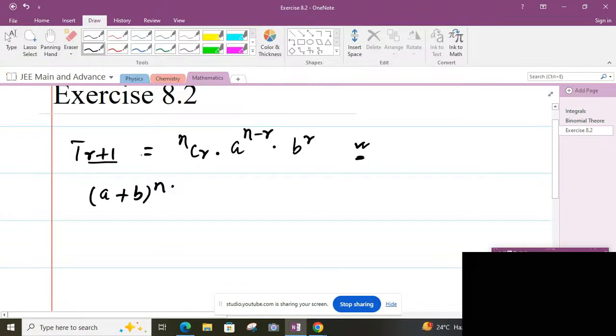तो एक्सरसाइज 8.2 के क्वेश्चंस को सॉल्व करने के लिए हम लोगों को T r plus 1, जिसको जनरल टर्म ऑफ द बाइनोमियल एक्सपेंशन में बोला जाता है, nCr इंटू a to the power n minus r इंटू b to the power r, इस फार्मूला का ज़रूरत होगा. इसके साथ साथ मिडल टर्म से रिलेटेड फार्मूला का भी ज़रूरत होगा. जब ज़रूरत होगा उस समय मिडल टर्म के फार्मूले को रिकॉल किया जाएगा. तो लेट्स सी द क्वेश्चन नंबर 1. आइए क्वेश्चन नंबर 1 को देख लेते हैं.